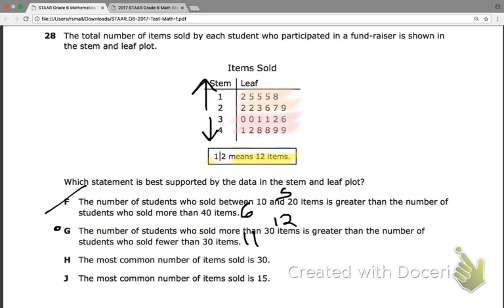1, 2, 3, 4, 5, 6, 7, 8, 9, 10, 11, 12. Okay, let's double check counting. 1, 2, 3, 4, 5, 6, 7, 8, 9, 10, 11. Okay.